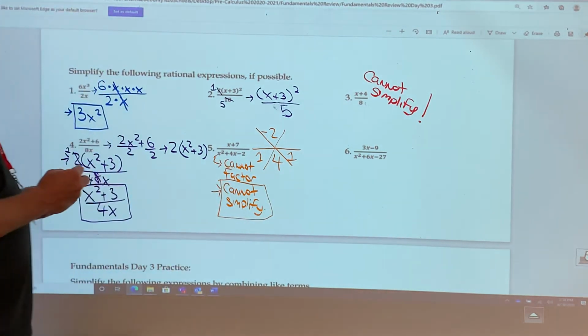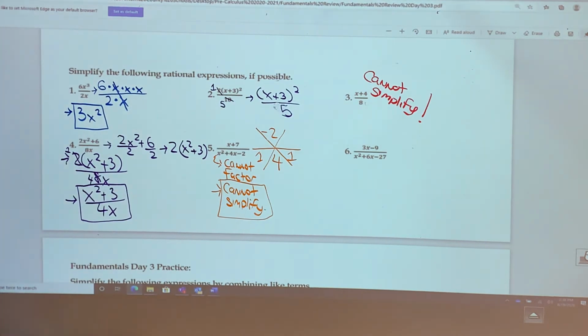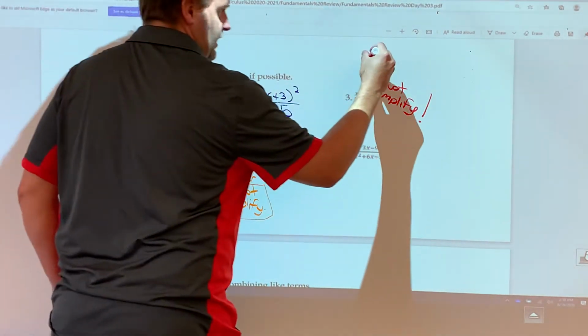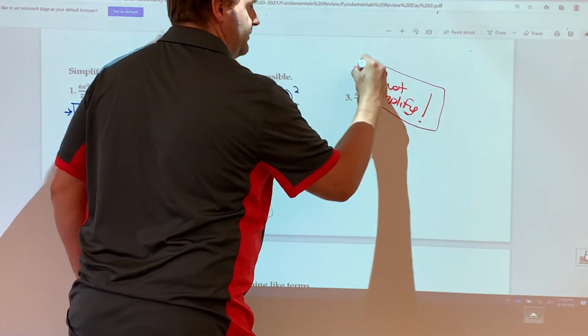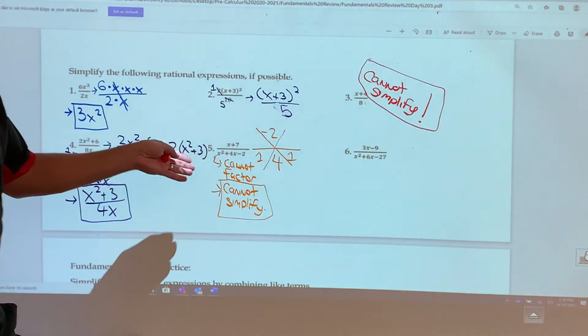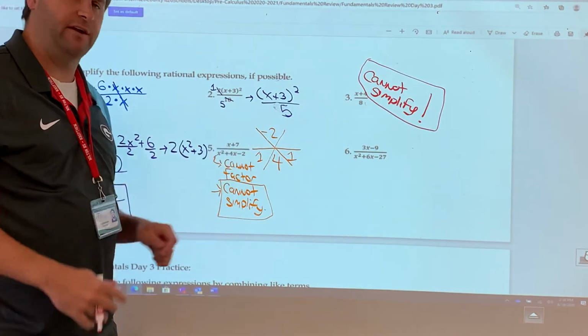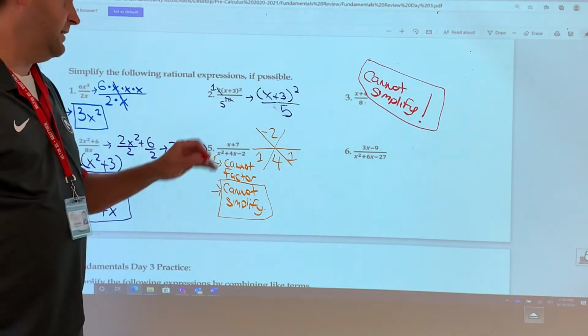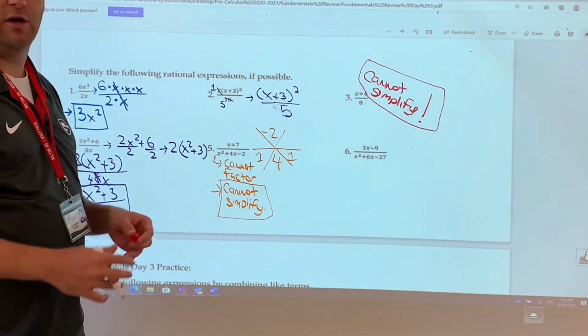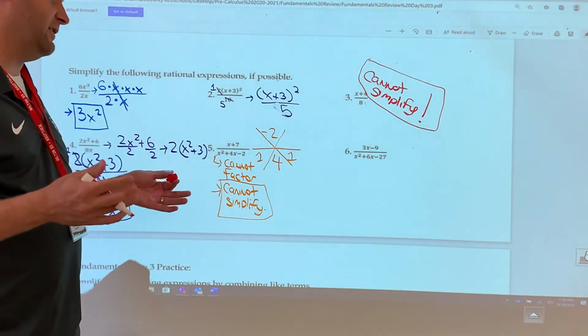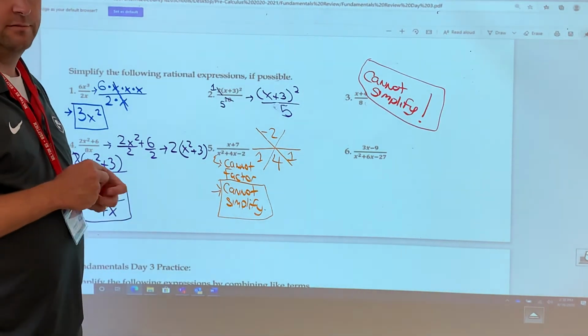Okay, and that can happen, guys. It says if possible, if possible. So there are problems where it cannot. Again, why could it not simplify? Because we could not factor the denominator there. And that means you've got a binomial over a trinomial, which means there's nothing going there.